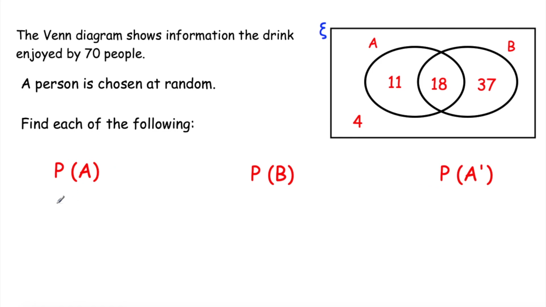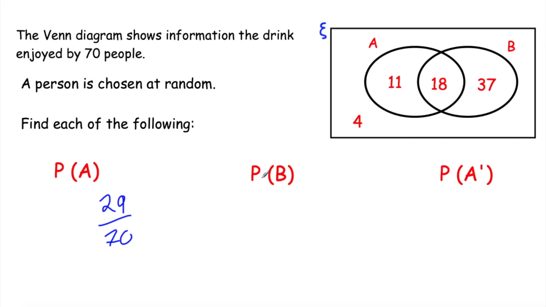Okay, so to start off with, the probability that they like drink A. If we have a look at drink A, altogether 29 people like drink A. 11 plus 18 is 29. So there's 29 people that like drink A. And we want to find the probability that one of the 70 people chosen at random likes drink A. That's going to be 29 out of 70. So the probability that they like drink A would be 29/70ths.